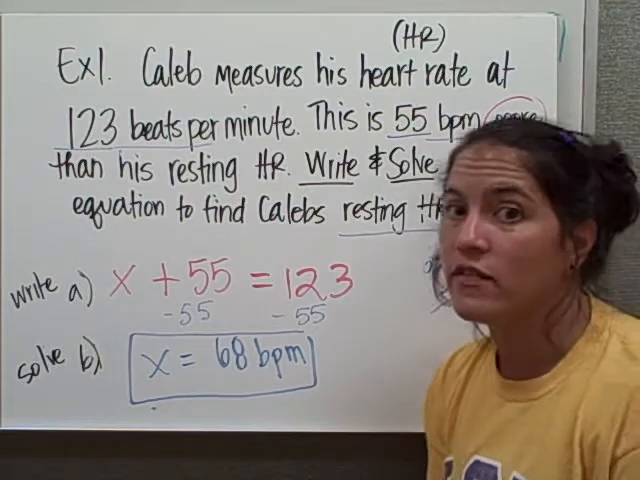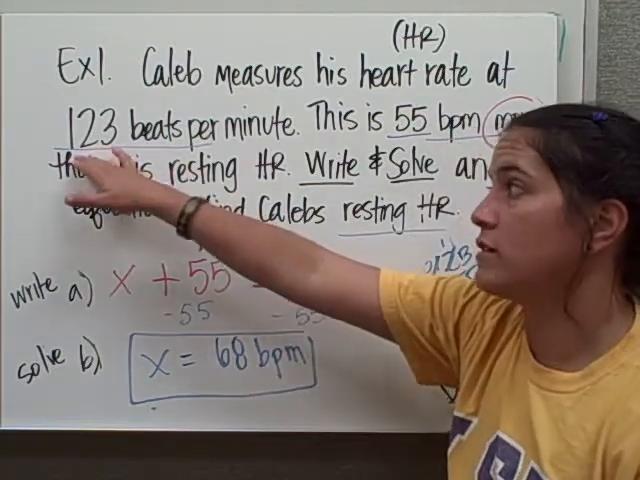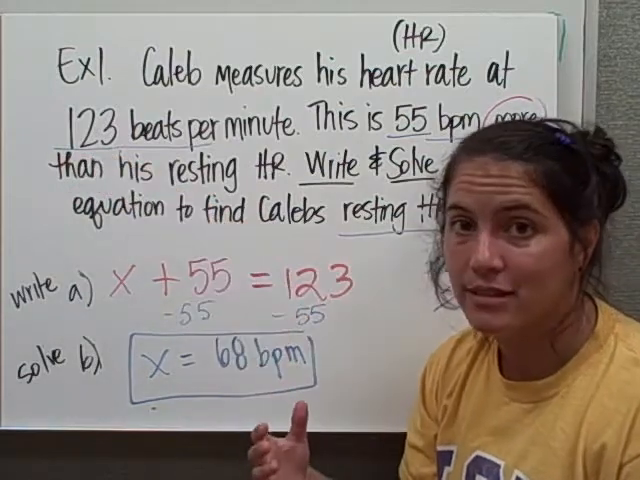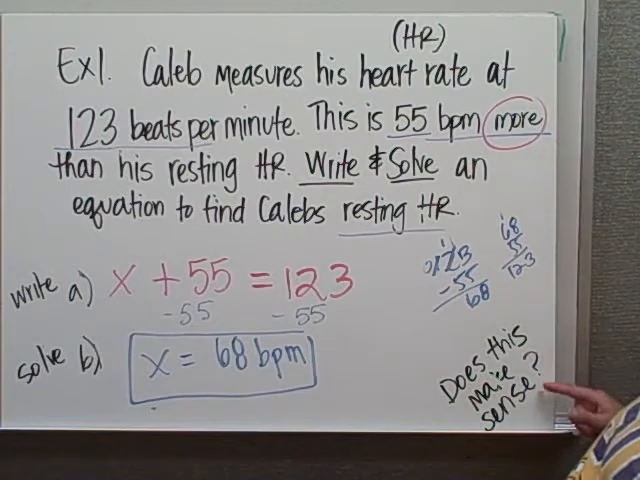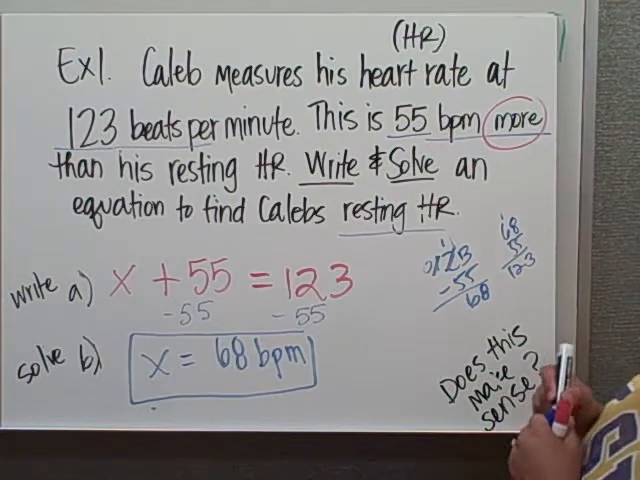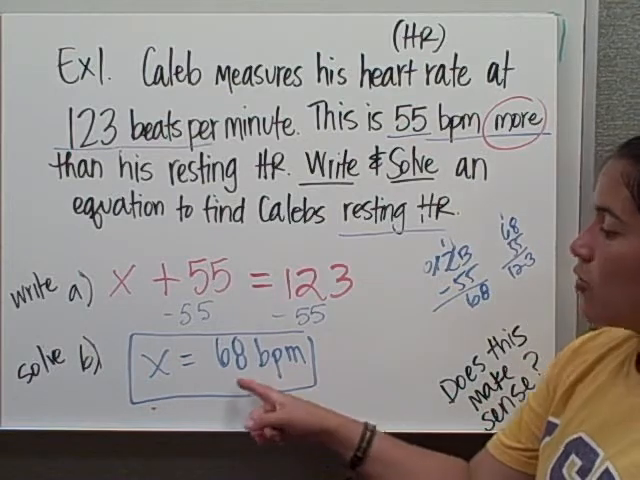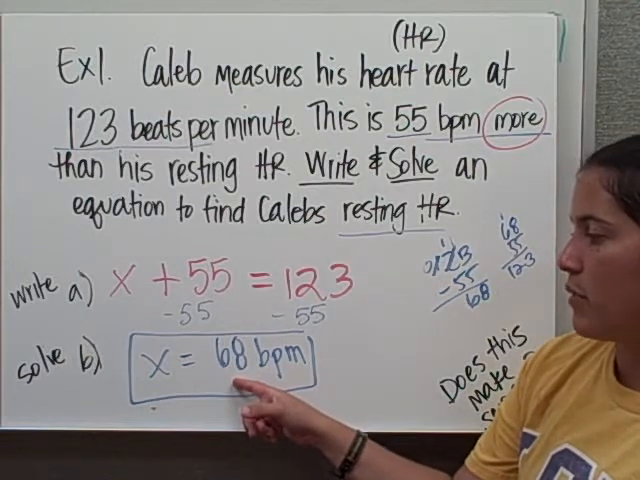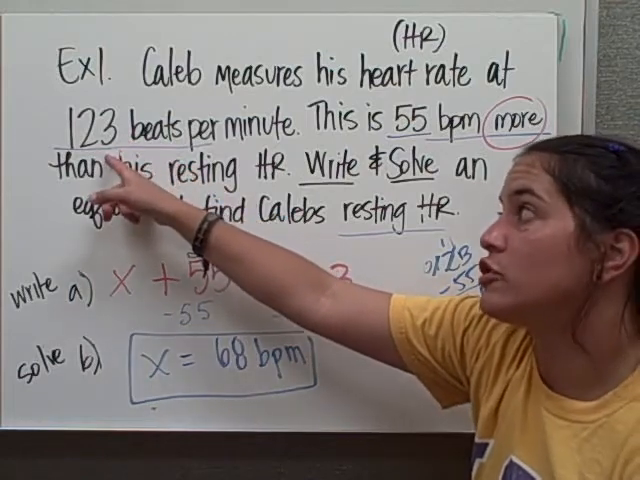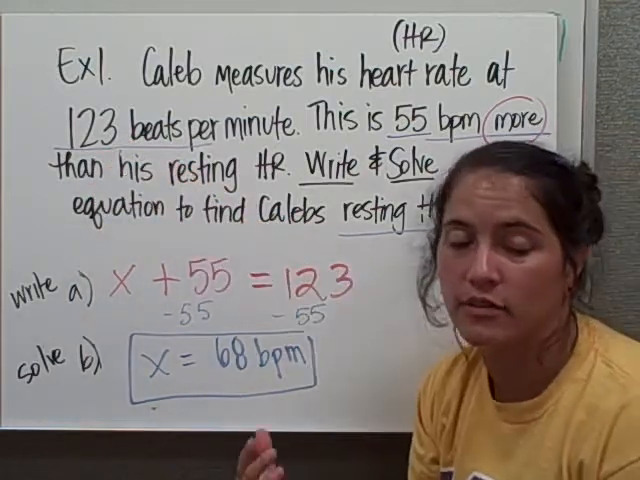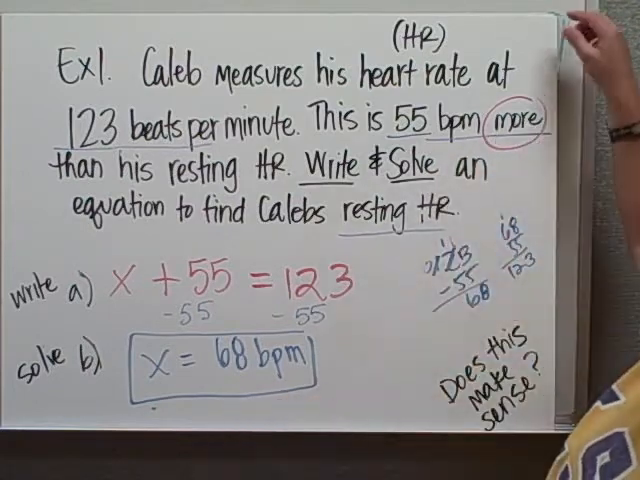And what did you say at the very beginning when I asked you, is this resting heart rate going to be more or less than 123? Hopefully you said less. And our answer is less. The very last thing you want to ask yourself is, does this make sense? Does it make sense that Caleb's resting heart rate is 68 beats per minute, while this other heart rate, maybe after he was exercising, was 123 beats per minute? You always want to ask yourself, does my answer make sense? And in this problem, yes, it does make sense.